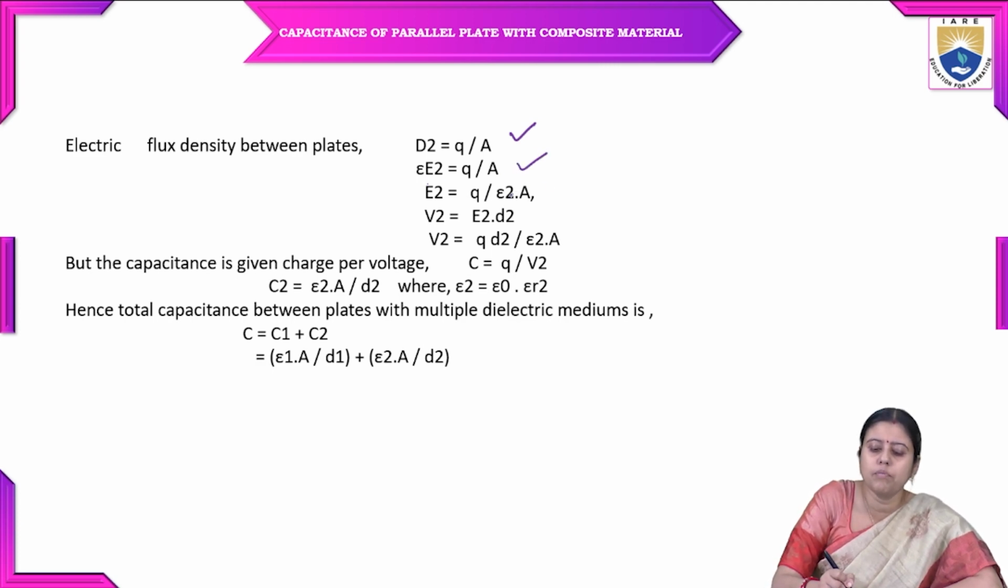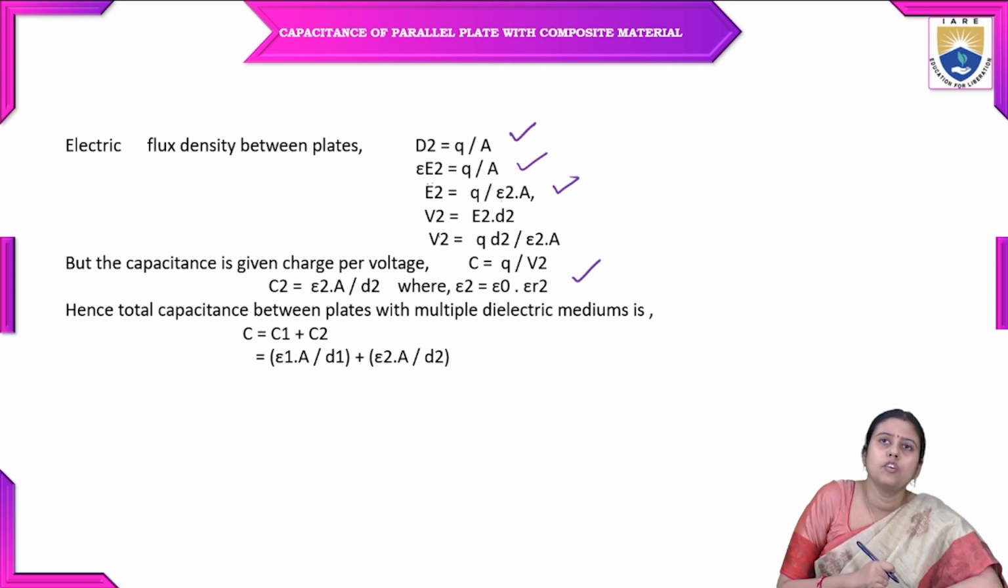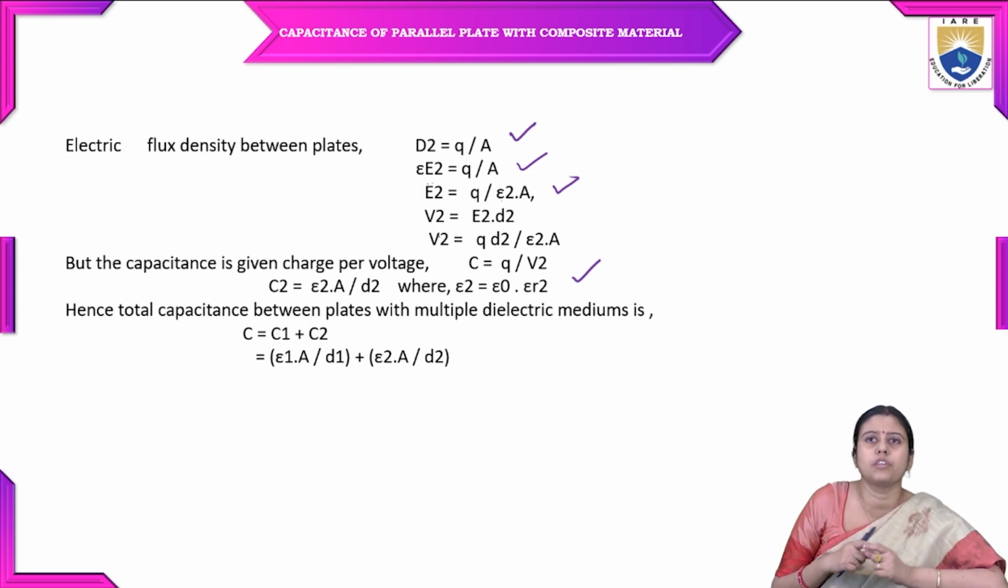E2 is equal to Q by epsilon 2 A, because we are just dividing it. So V2 in the second case is E2 D2. So we are again getting the capacitance equal to epsilon 2 A by D2. So this is the second case. We got the two cases. Now, in the two cases, you can see they are connected across the same potential.